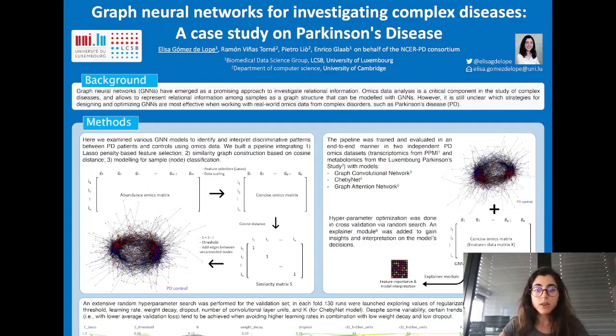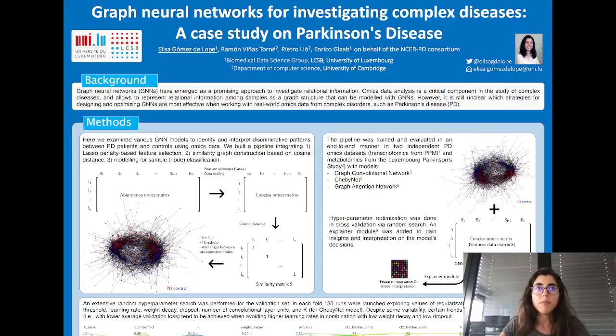Our study addresses this gap by examining the application of various GNN models, including Graph Convolutional Network, ChebyNet, and Graph Attention Network, to identify and interpret discriminative patterns between PD patients and controls using two independent omics datasets, transcriptomics data from PPMI cohort and metabolomics data from the Luxembourg Parkinson study.